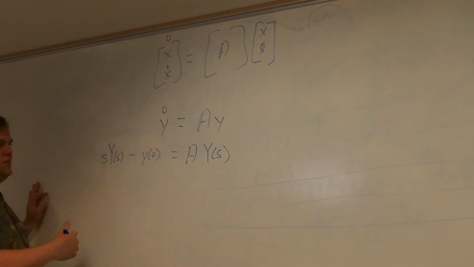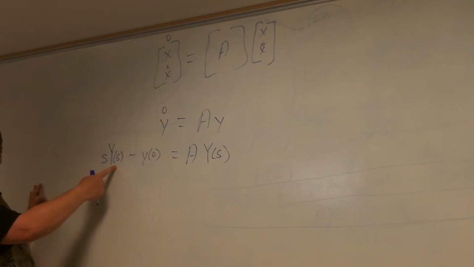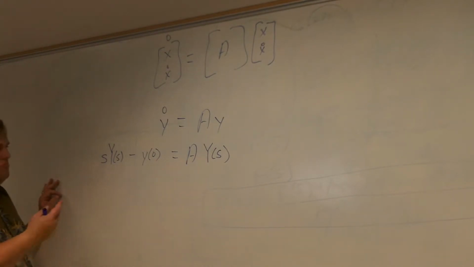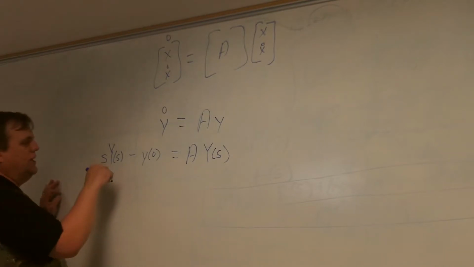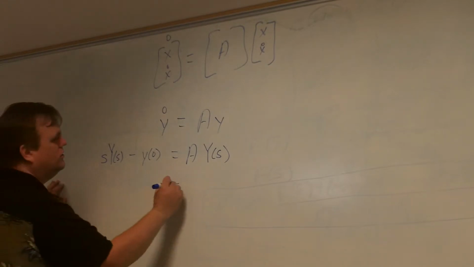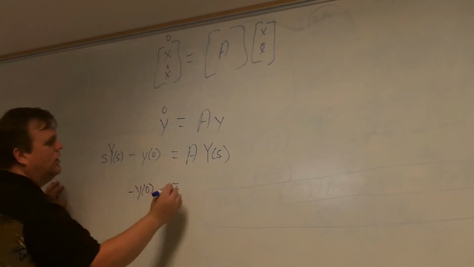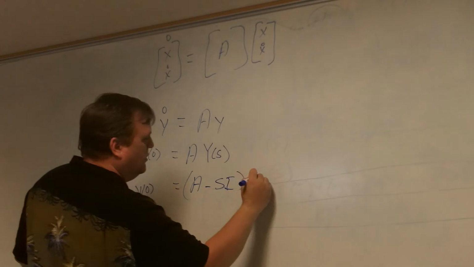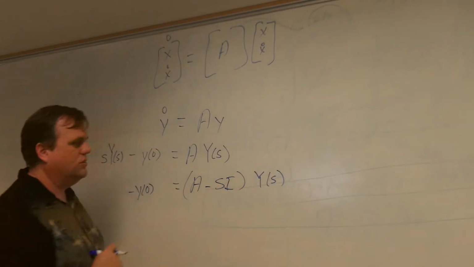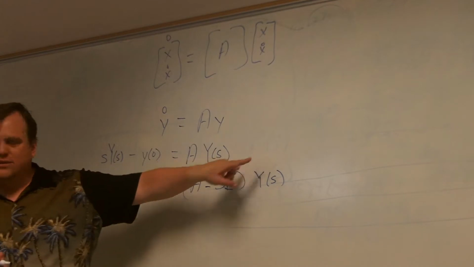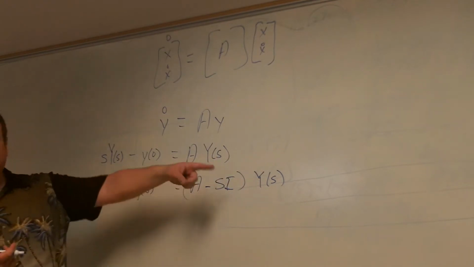So now I say, well, look, I just want Y of s all on one side. So what I'm going to do is take this one over to that side. I have my minus y of 0, and that's equal to A minus sI times capital Y of s. I did distributive too. Yes. All right, take this to the other side. So you get minus s times Y of s.